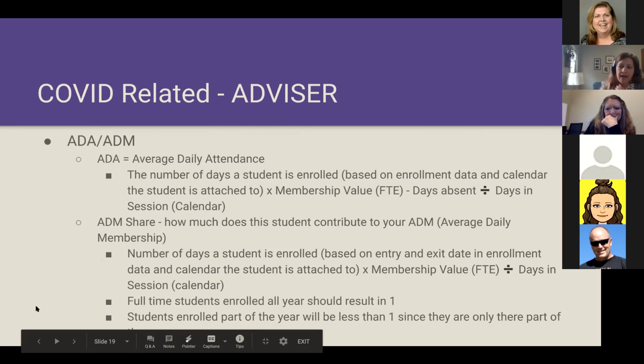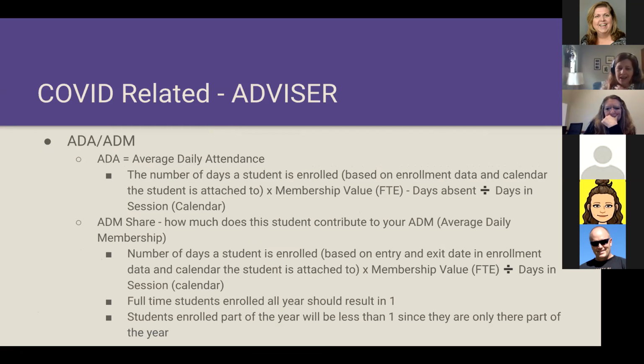It gives you the exact calculation for ADA and ADM. I think what's key to note is the bottom two bullets. Full-time kiddos enrolled all year should result in a 1, because that's 100 FTE. And then any kiddos enrolled just part of the year are going to be less than 1, because they weren't there the whole entire time.